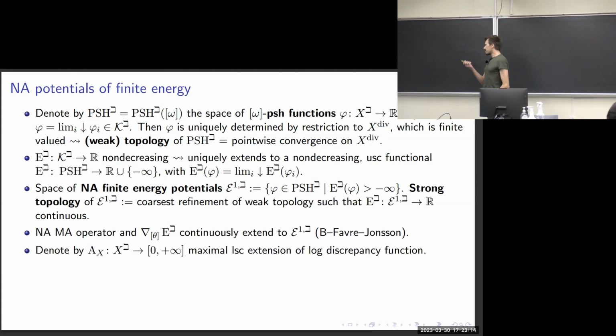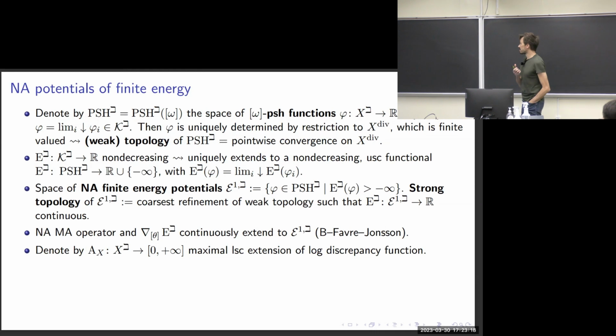So to some extent, we get a nice analog of the complex situation that's non-Archimedean pluripotential we're doing here. And so we want to define the K energy on this space E1 bet. So we need the entropy part as well. So for that, the Monge-Ampère, we know that the Monge-Ampère measure makes sense for any phi in E1. And we want to integrate the log discrepancy function against that.